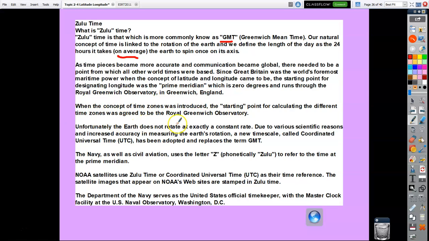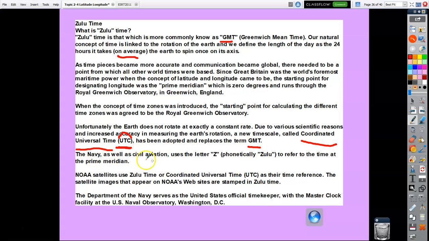When the concept of time zones was introduced, the starting point for calculating different time zones was agreed to by the Royal Greenwich Observatory. Unfortunately, the Earth does not rotate at exactly a constant rate. Due to various scientific reasons and increased accuracy in measuring the Earth's rotation, a new time scale called Coordinated Universal Time, or UTC, has been adopted. You'll see that often. It's written backwards, well, the letters are different from the way you say it. The C comes first in Coordinated Universal Time, but it's written UTC, and it replaces the term GMT.